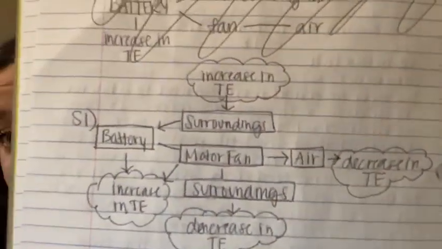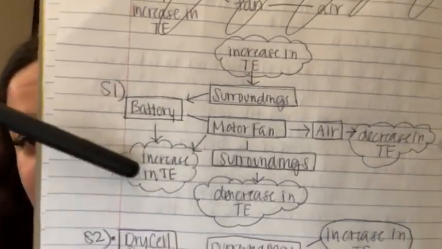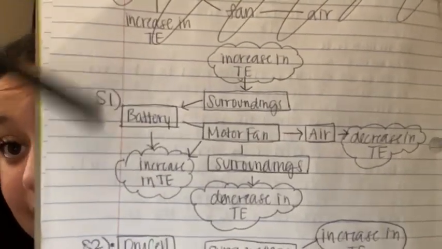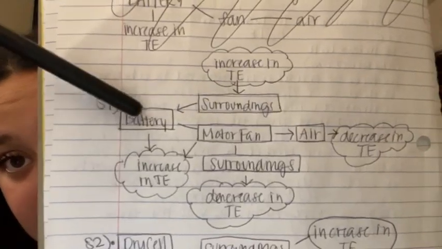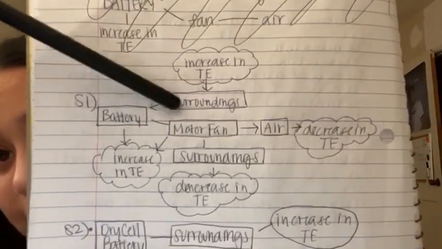So for the first diagram, it's this middle one. I know there's scribbles everywhere, I'm so sorry. So the battery is increasing in thermal energy, and I forgot to mention that it's decreasing in chemical potential energy, because obviously the battery is handing over its energy to the motor fan and its surroundings. This arrow is going the wrong way.